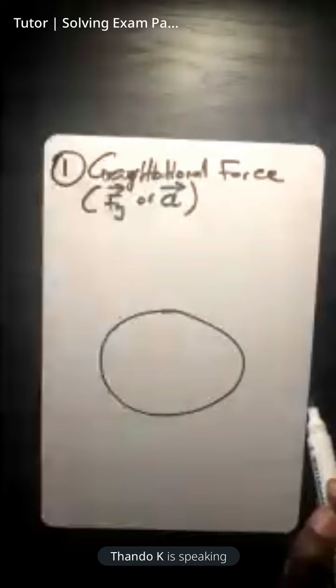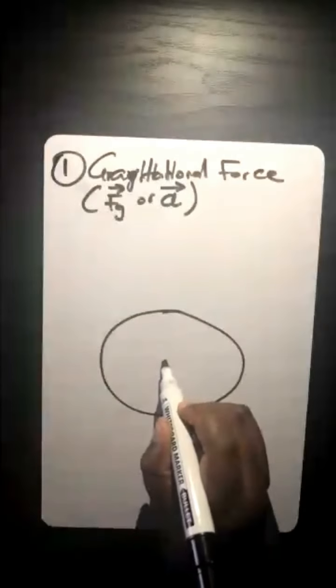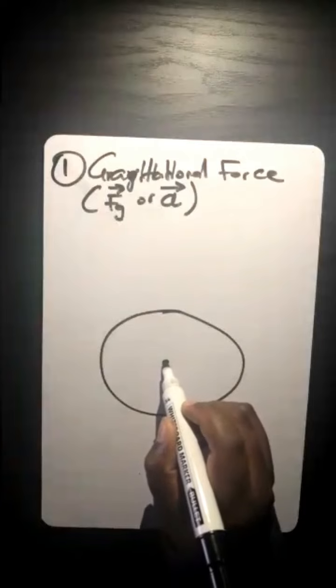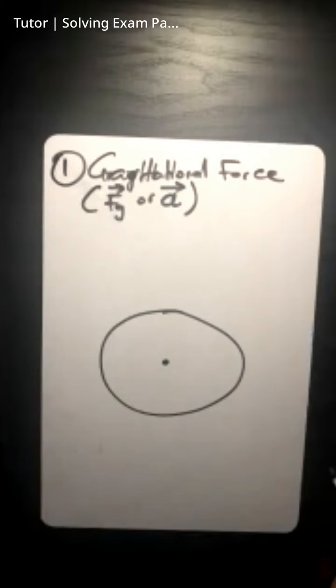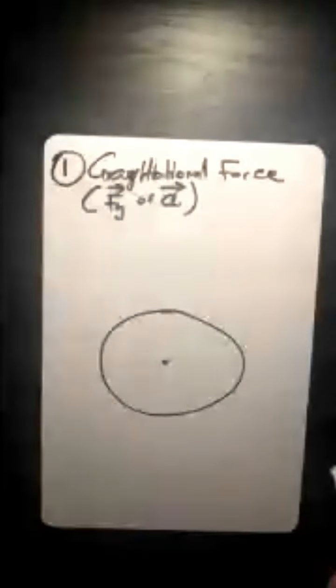Yes, sir. So everything that is circular, guys, it has got a center. A tennis ball has got a center. A bicycle wheel has got a center. Everything circular has got a center. Do you guys agree with that one?